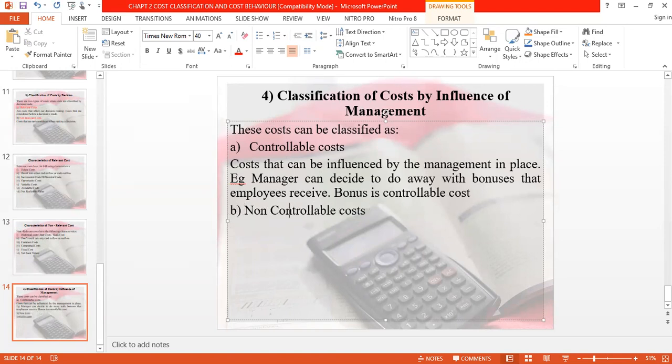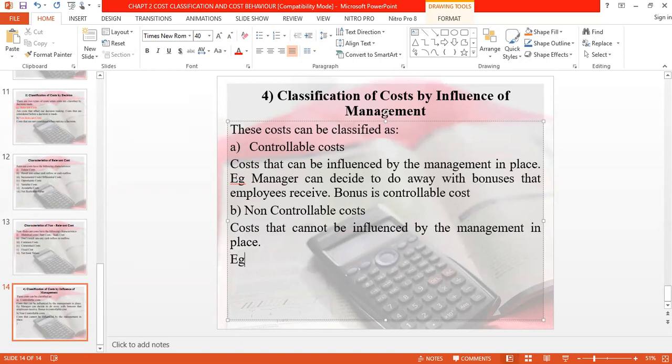On the other hand, we have non-controllable costs. These are costs that cannot be influenced by the management in place. Costs that cannot be influenced by the manager that is in place, by the management in place.